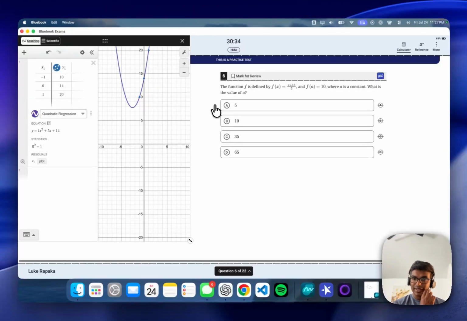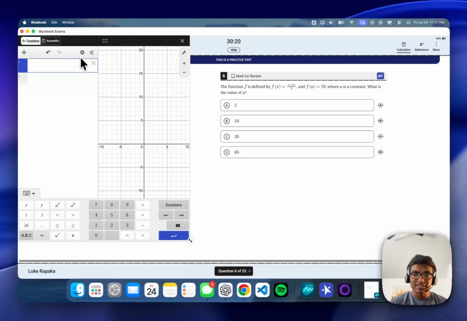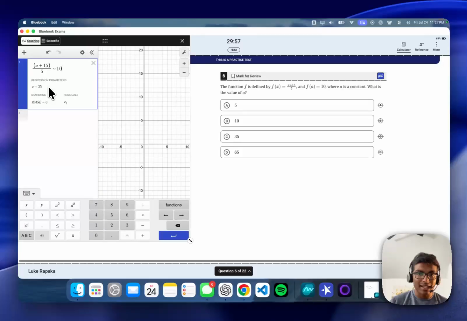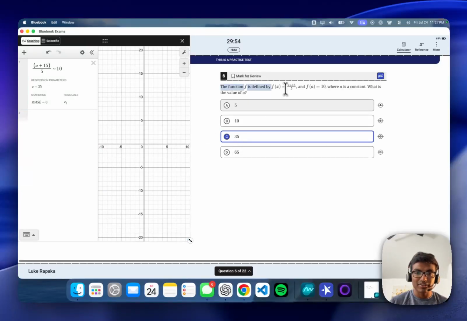The function f is defined by f of x equals x plus 15 over 5. f of a equals 10. What is the value of a? So again, I'm just going to do this tilde setup. It's pretty easy. So let's do a plus 15. And I'll probably make a future video about this, but I can't use x here. I would have to do x sub 1 just because it doesn't let you in this tilde setup. So x plus 15, I know that has to equal 10. Gives me a, and a has to be 35, so that's my answer.